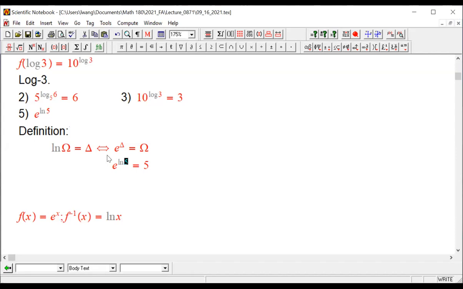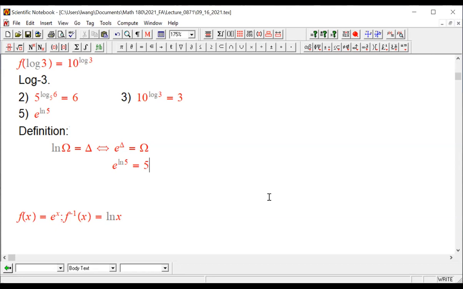If this is 0.0001, this is going to be 0.0001. You follow me? And in this case, we have a 5, as long as it's in the domain of the natural log function. Do you follow me?